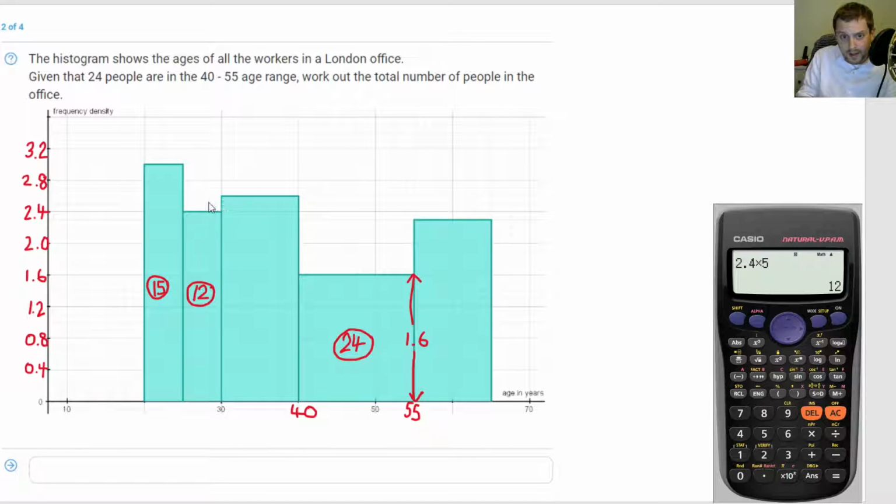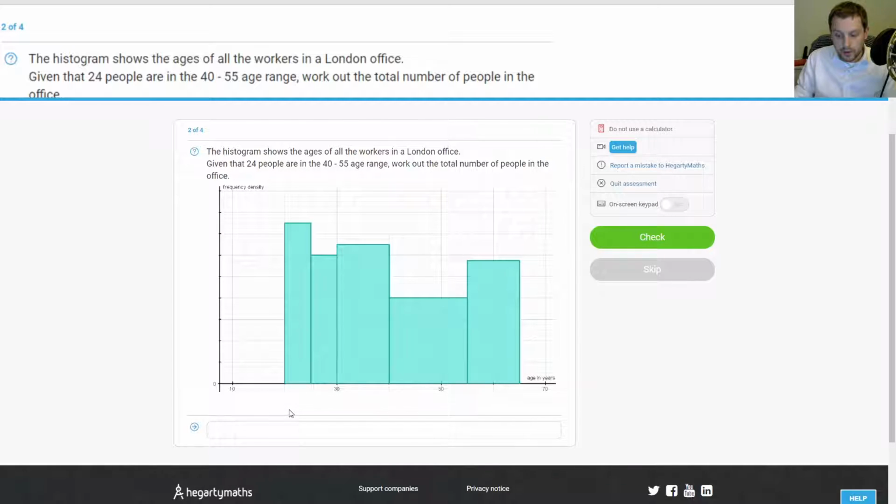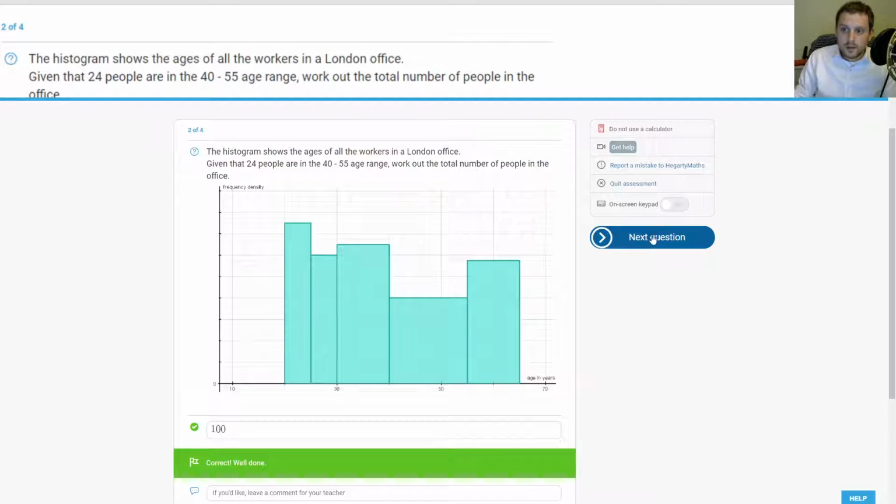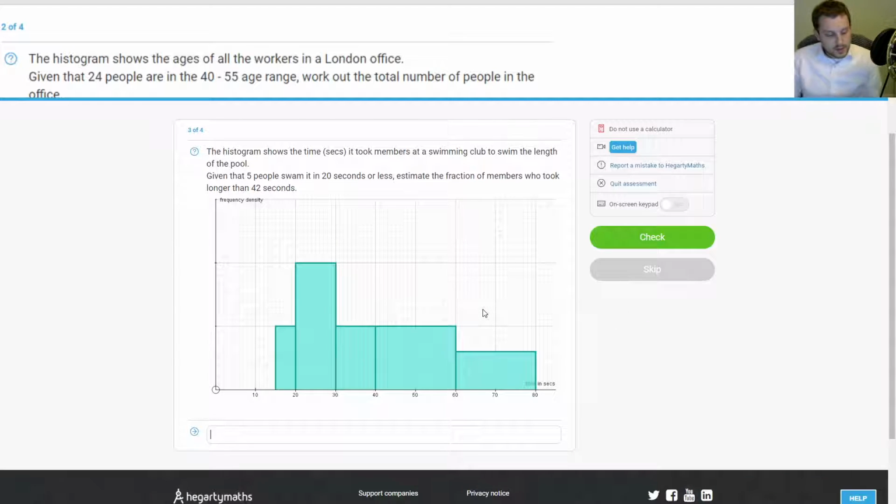Next one, 10 times 2.6 is 26. We've already got the 24, and then this one is 10 times 2.3, which is 23. So on the calculator then, I'm doing 15, add 12, add 26, add 24, add 23. I get a different answer to before because it is a different question. Let's bring that screen back and type in 100. Number 3. So let's take a screenshot of that.